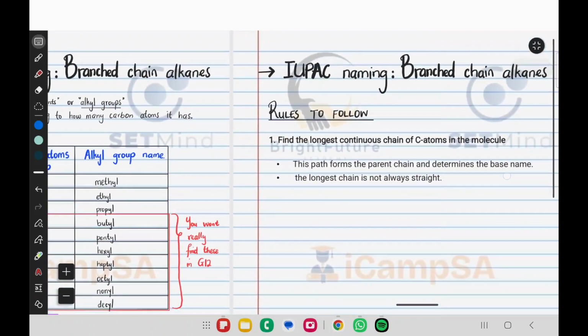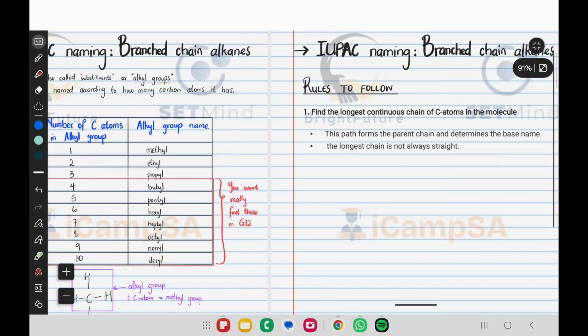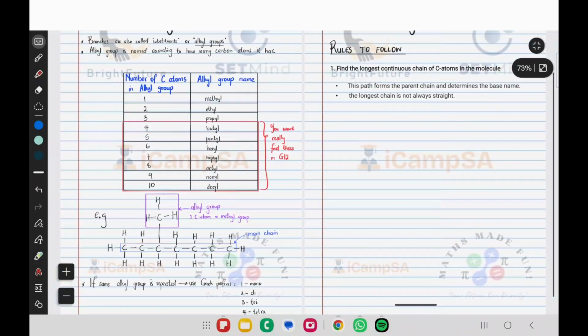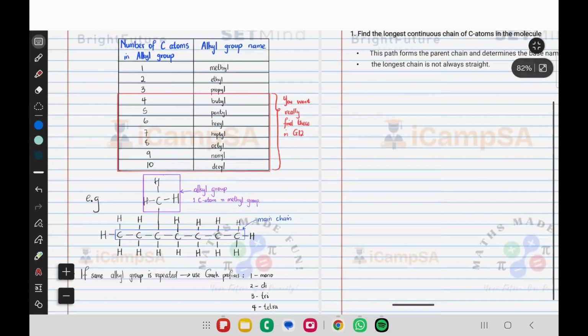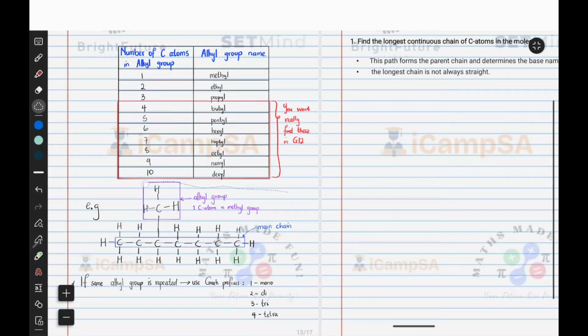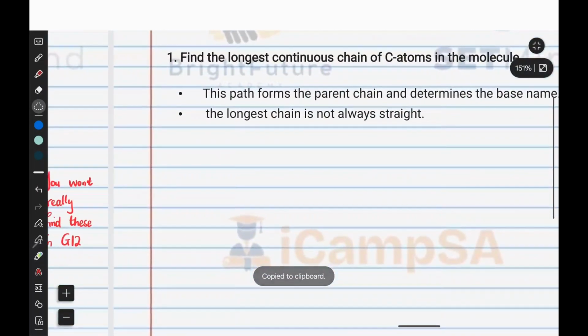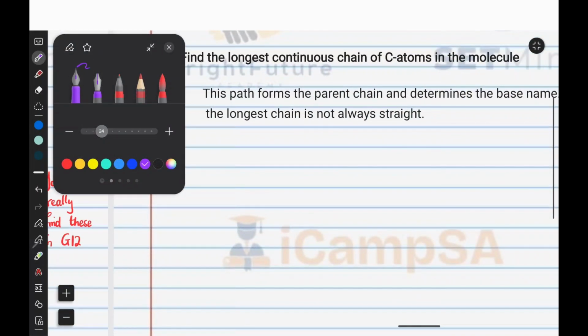So this rule says we find the longest continuous chain of carbon atoms in the molecule. All right, so our molecule here, we'll take this as it is. This is our example.